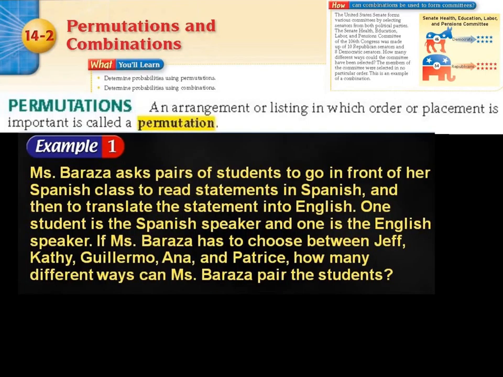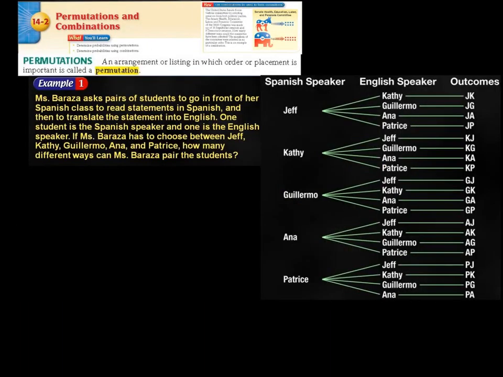Ms. Barraza asked pairs of students to go in front of her Spanish class to read statements in Spanish and then to translate the statement into English. One student is the Spanish speaker and one is the English speaker. If Ms. Barraza has to choose between Jeff, Kathy, Guillermo, Anna, and Patrice, how many different ways can Ms. Barraza pair the students? They showed the problem with a tree diagram.